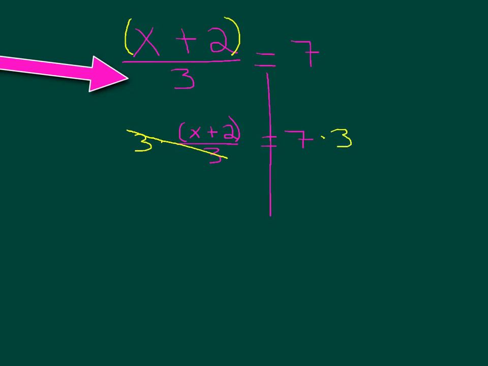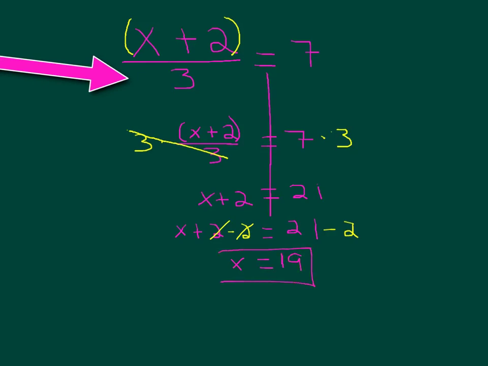So now on the left side, we're left with just the numerator, which is x plus 2, equals 7 times 3 is 21. And now all we have to do is subtract 2 on both sides. So x equals 19. And then if you check it, 19 plus 2 is 21, and 21 divided by 3 is 7.